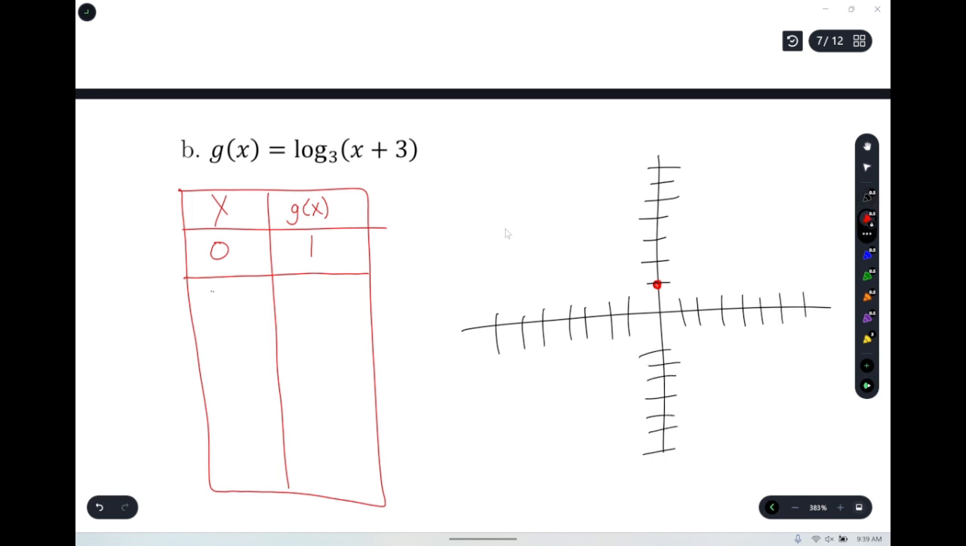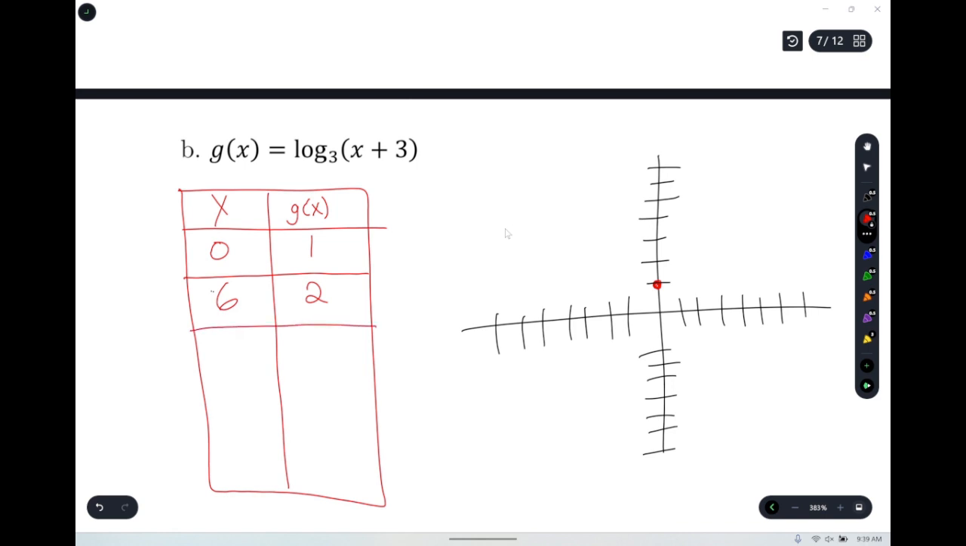What might be another easy point? I don't think 1's going to be pretty, right? 3? Because that turns into 6. Yeah, 6, because 6 plus 3 is 9. 9 is 3 squared. So that's 2. It's a big jump.